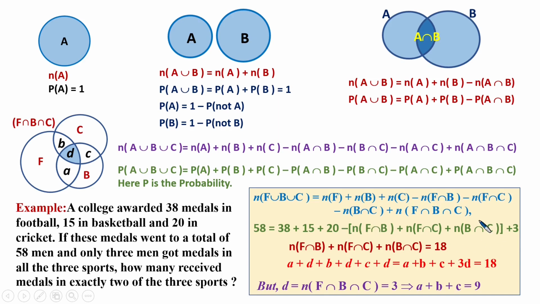Now I don't know this, and they have asked us to find how many of them got medals in 2 sports. So this is the thing which we have to find. Now I take this to the left hand side and bring all these numbers to one side, and I get this number as 18.